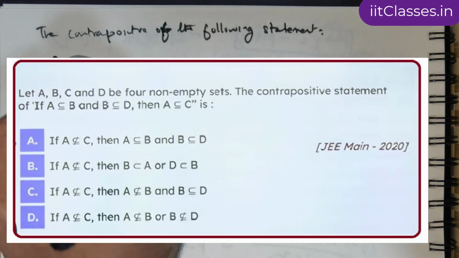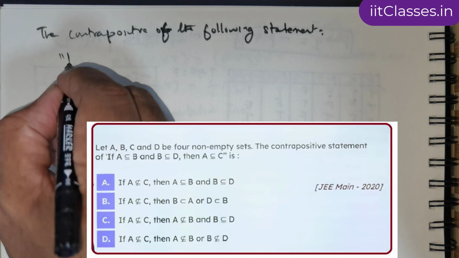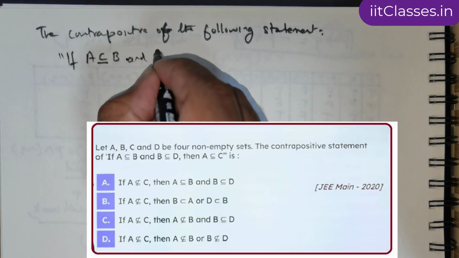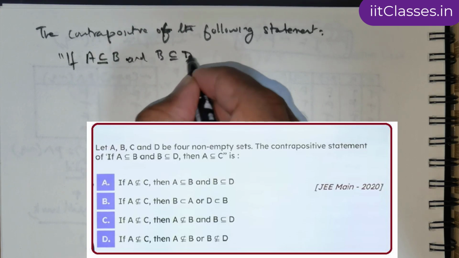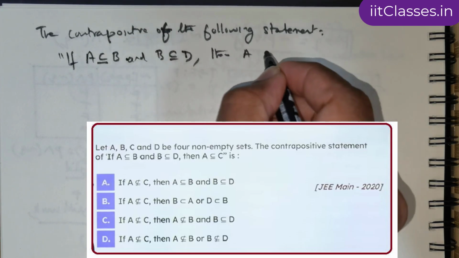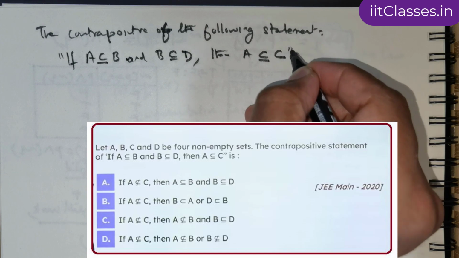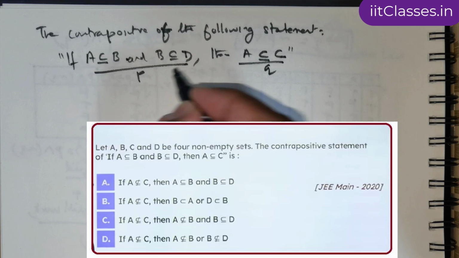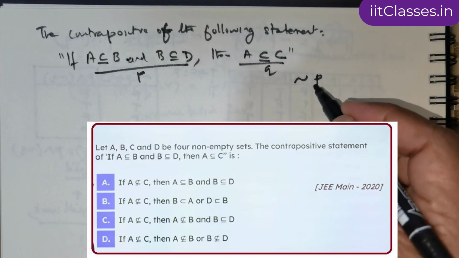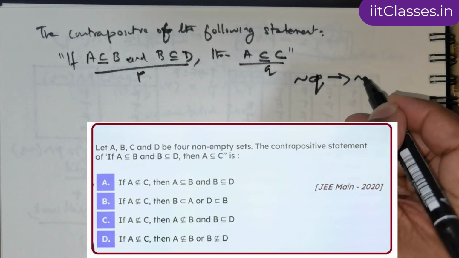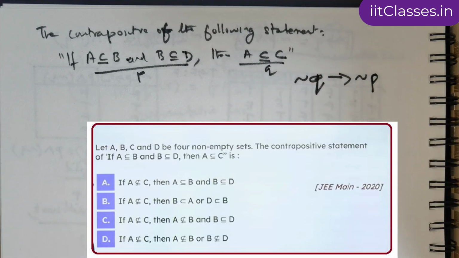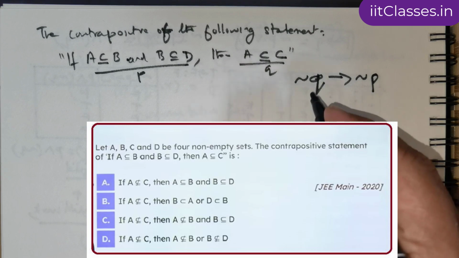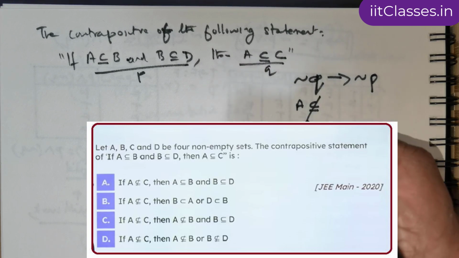The statement is given as follows. If A is a subset of B and B is a subset of D, then A is a subset of C. So this is my Q, this is my P. Now we are expected to obtain the negation of Q conditional negation of P. This is what is required. Now clearly the negation of Q is going to be A is not a subset of C.